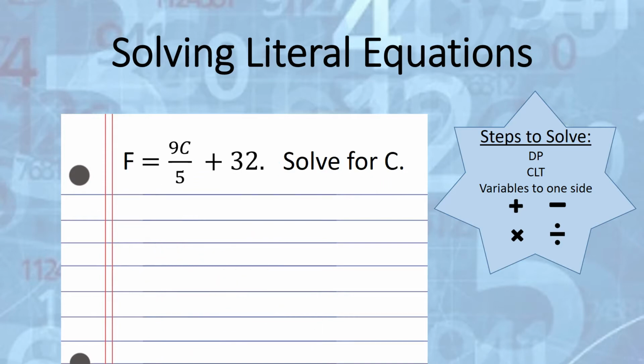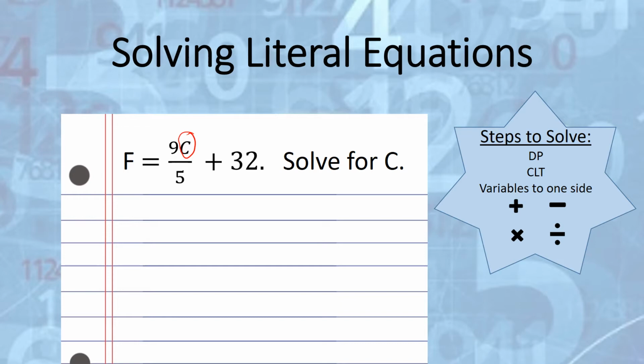An equation that's a little bit harder. This is the equation for converting a temperature from Celsius to Fahrenheit. F equals 9C over 5 plus 32. They want us to solve for C, so I'm going to circle my C. My first step is to look for distributive property. I do not have any. Second step, combining like terms. No, nothing there. The next one, variables to one side. The only variable I care about is that C.